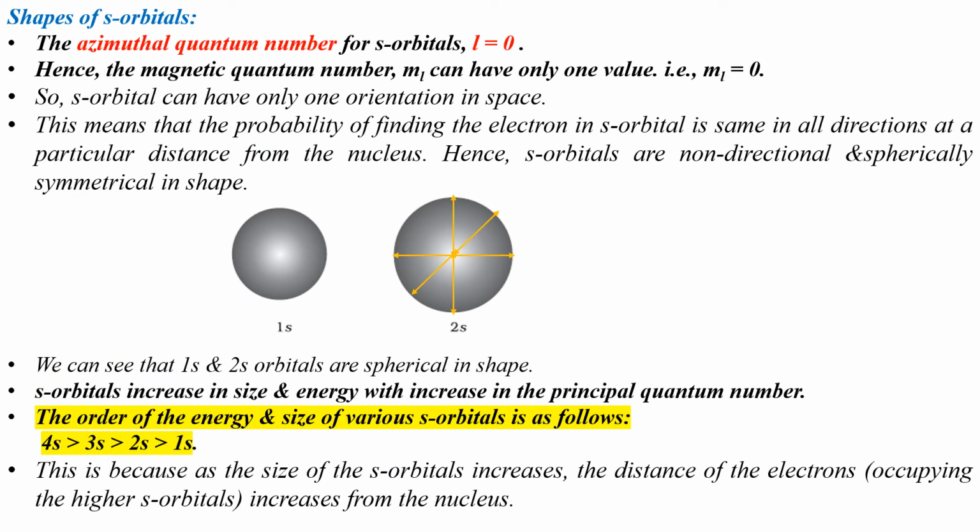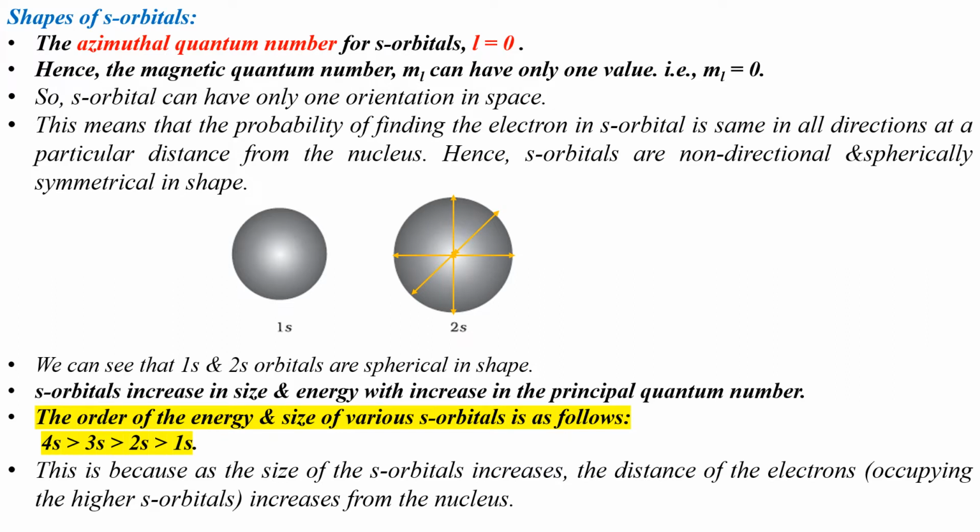Shapes of s orbitals. For s orbitals, the value of the azimuthal quantum number L is 0. Hence, the magnetic quantum number ML can have only one value. Now, how did you come to know that ML can have only one value? Remember, you would have learned from our previous classes about a formula 2L plus 1. This formula can be used to calculate the number of values possible for ML of any orbital.